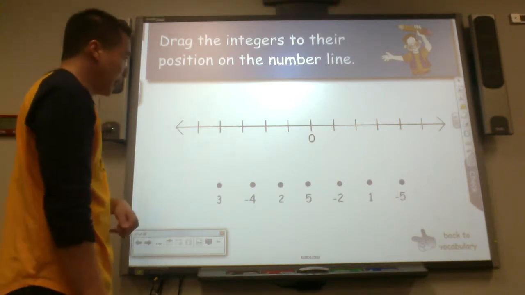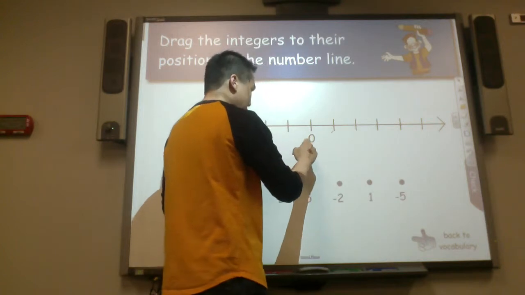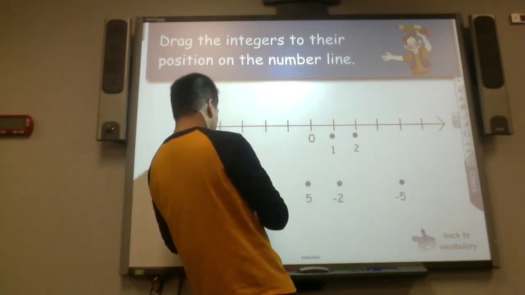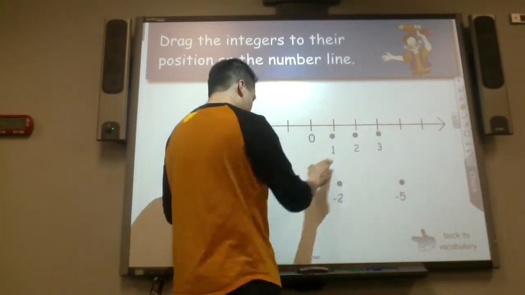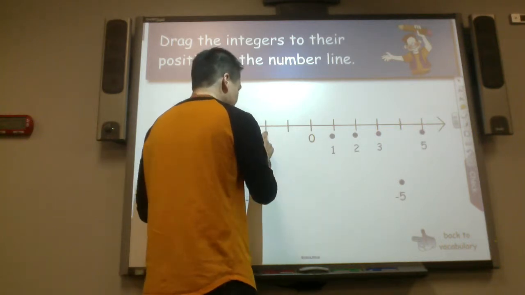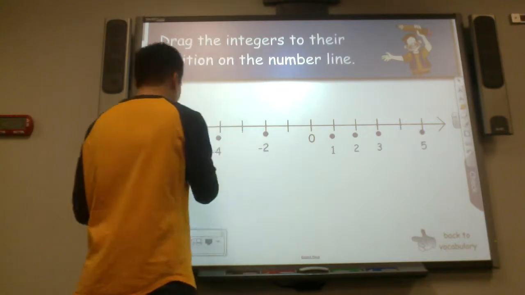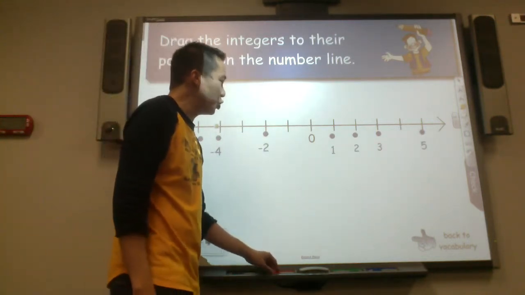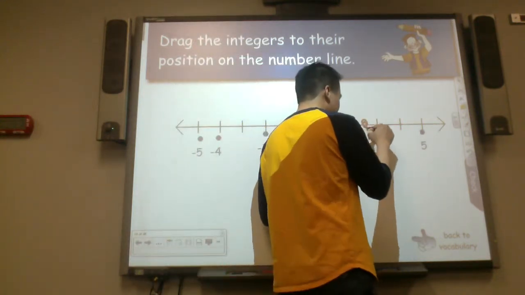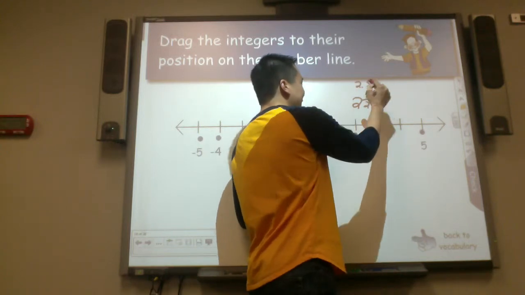So on this number line, let's do it again. So we know positive numbers here: 0, positive 1, positive 2, positive 3, positive 4, positive 5 right here. So we have negative 1, negative 2, negative 3, negative 4, and negative 5. What happens if I ask you to find a number between 2 and 3 right here? That would be 2.5.